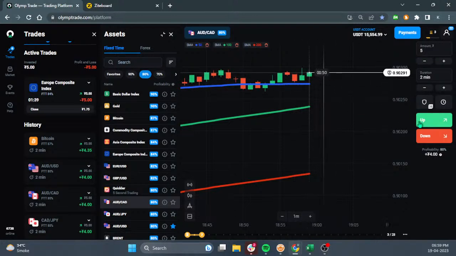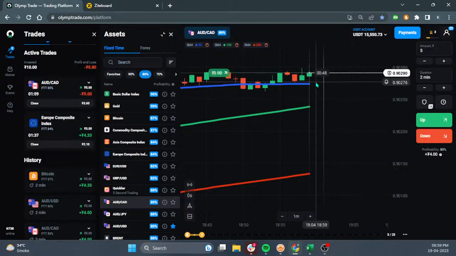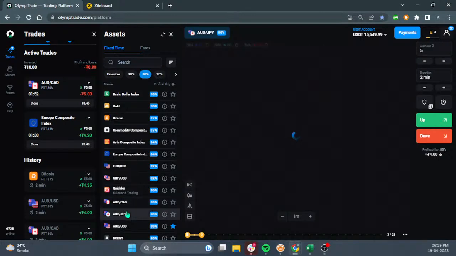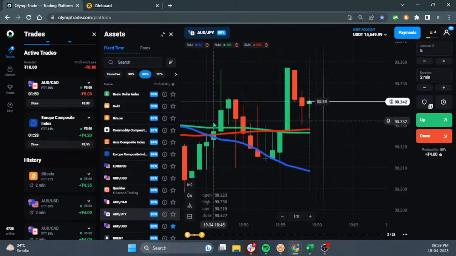This is a new candle which is forming right now, and I've opened a trade in up direction because for the starting 10 seconds, 12 seconds, it was green in color. Again, this is the situation.